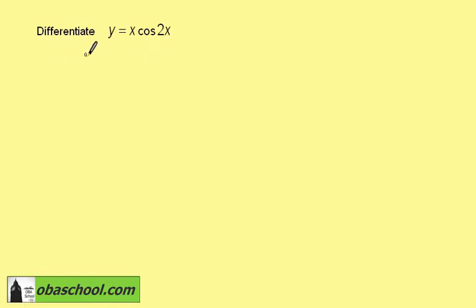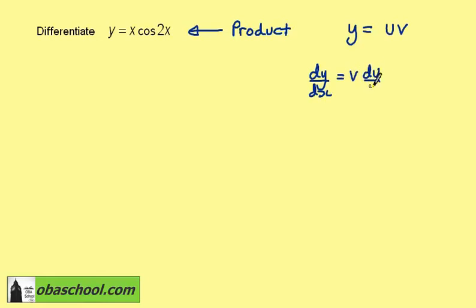We want to differentiate y is equal to x cos 2x. We should recognize that this is a product. A product is of the form y equals uv, where u and v are both functions of x. If we have this situation, then dy/dx is equal to v du/dx plus u dv/dx.